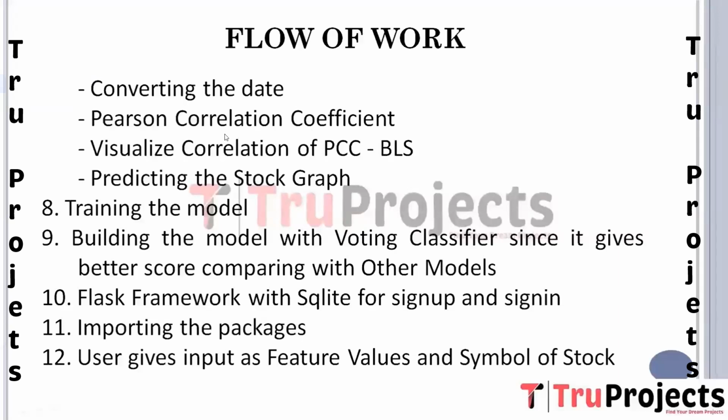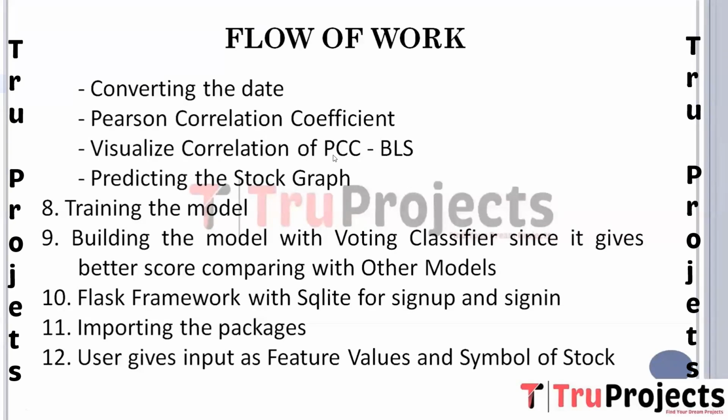Next we have Pearson correlation coefficient. The Pearson correlation coefficient is a measure of the linear correlation between two variables. It is a value between -1 and 1, where 1 indicates a perfect positive correlation, -1 indicates a perfect negative correlation, and 0 indicates no correlation. The Pearson correlation coefficient can be used to measure the correlation between the stock price and the PCC-BLS index.